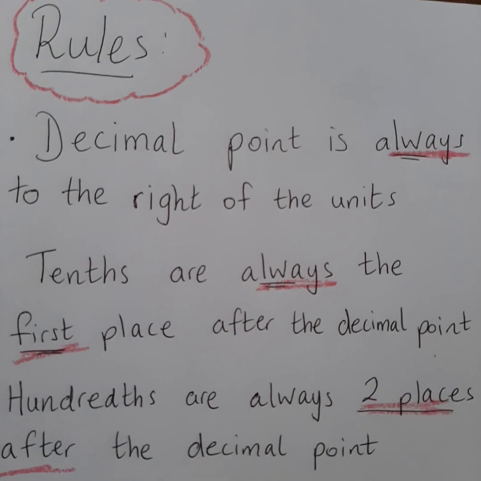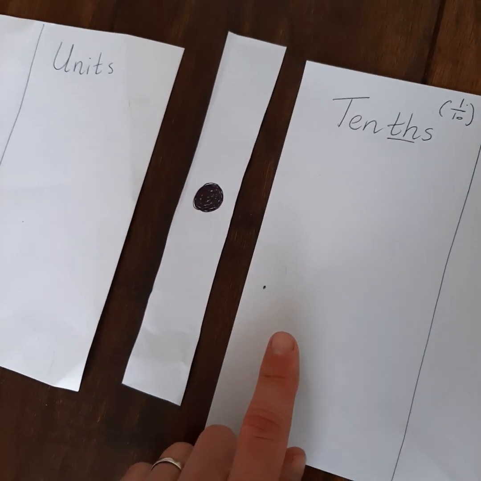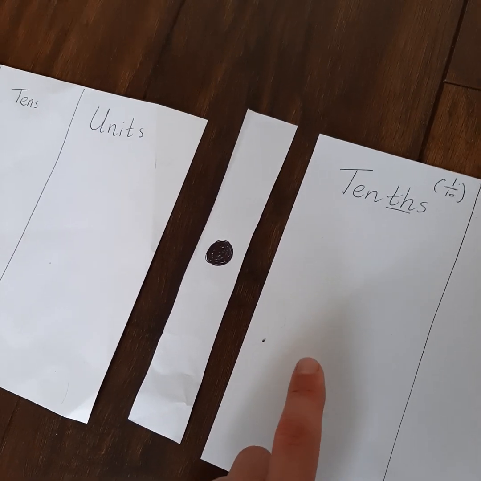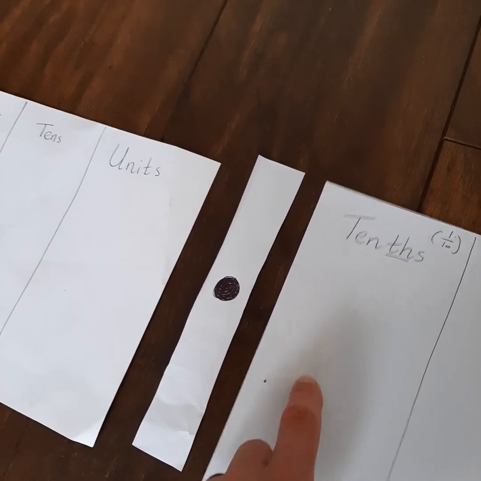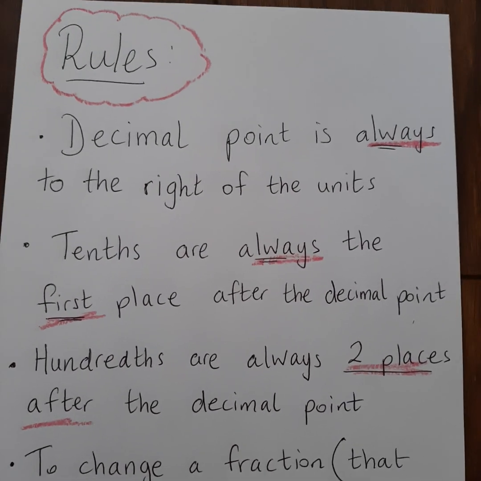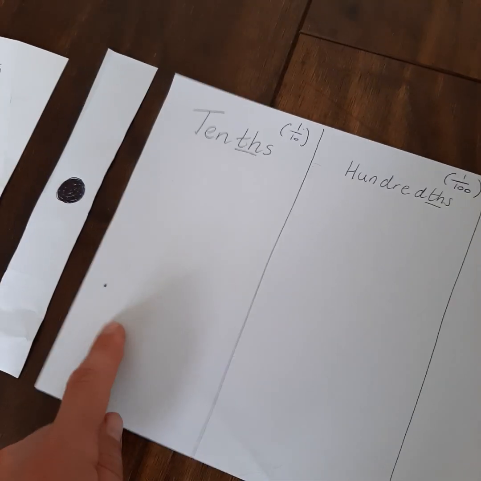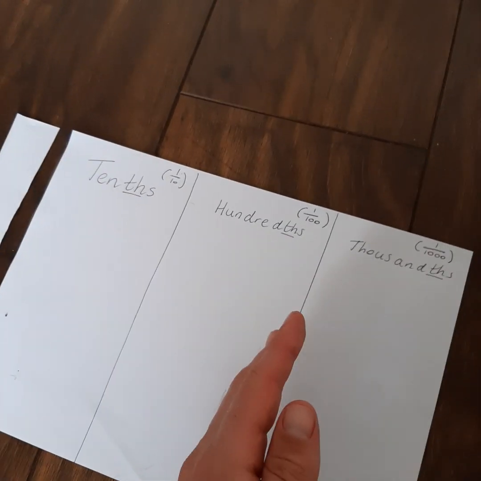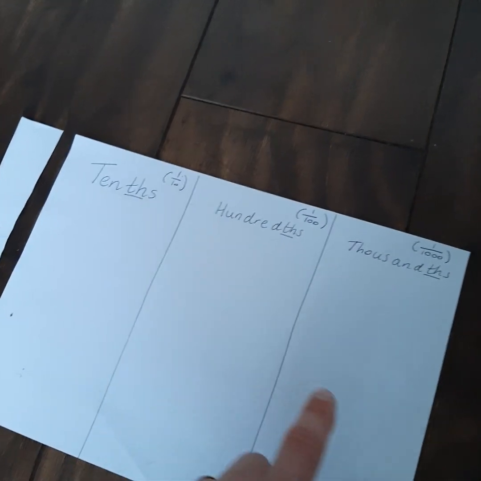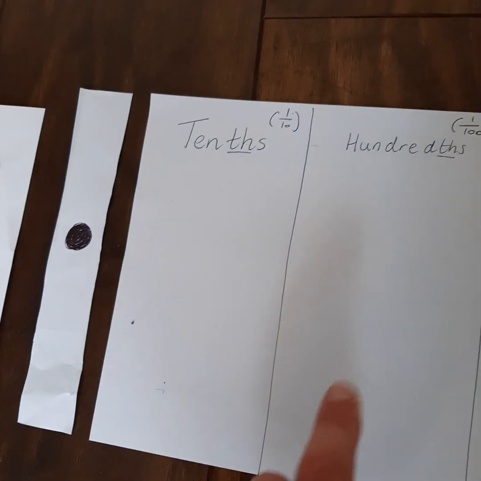Next rule, tenths are always the first place after the decimal point. Always. So if you've got tenths in fractions, if you want to write them in decimals, they go in the first place after a decimal point. Hundredths are always two places after a decimal point. And even if you've got 17 hundredths, it will be 1 7. It never goes past two places after the decimal point, because if you put your 1 7 here, you're into thousandths. Look, so always two places after the decimal point for hundredths.